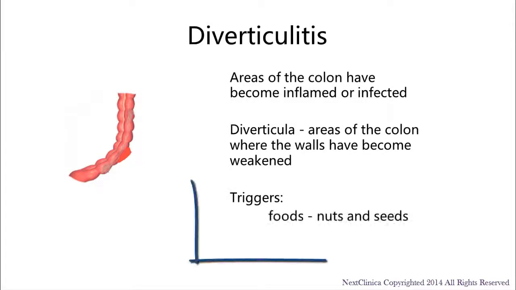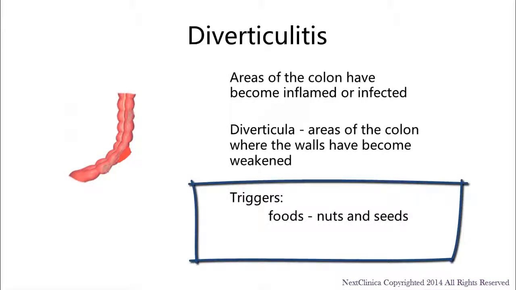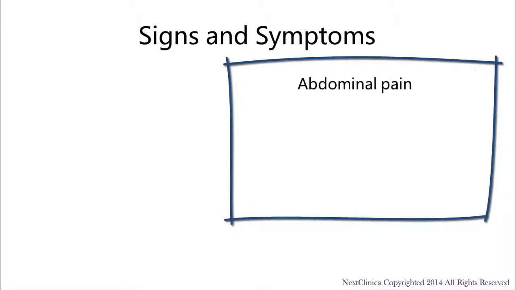Certain foods such as nuts and seeds may cause irritation to the colon walls and trigger diverticulitis, but oftentimes the specific cause of diverticulitis is unknown. Signs and symptoms of diverticulitis may include abdominal pain that is generally, but not always, in the lower left quadrant, fever, and a change in bowel habits.